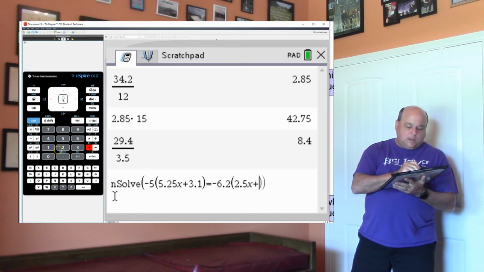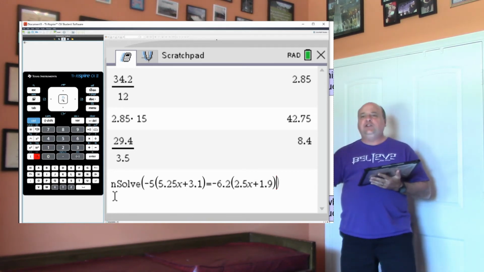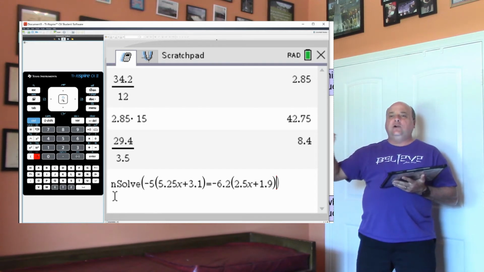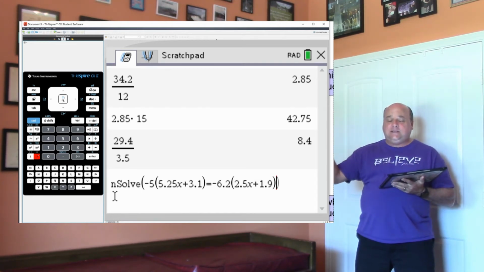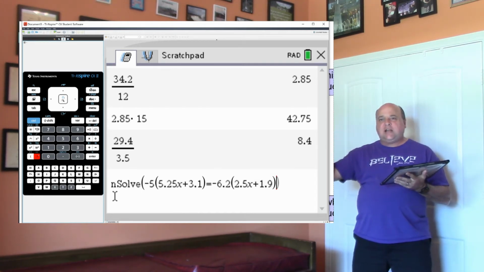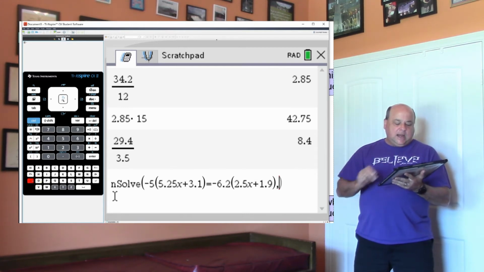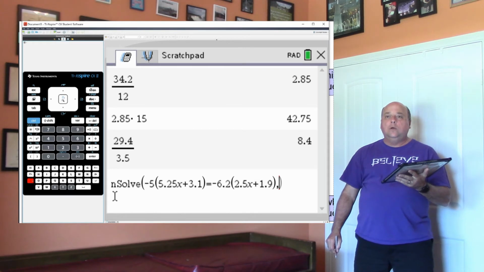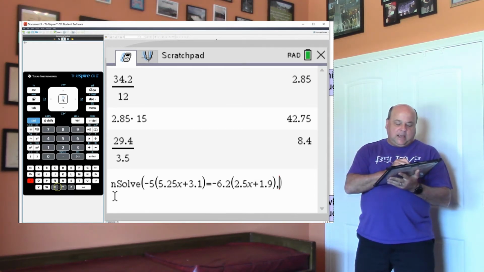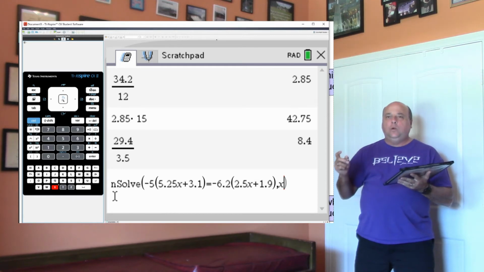2.5x plus 1.9, close the parentheses. This is what you got to put in the end. What letter did I put in? I put in X, didn't I? So after you finish typing in the equation, you must hit comma, and comma is to the left of the O, the bottom left-hand key. You got to hit comma and then the X. If you don't do that, it will not work.